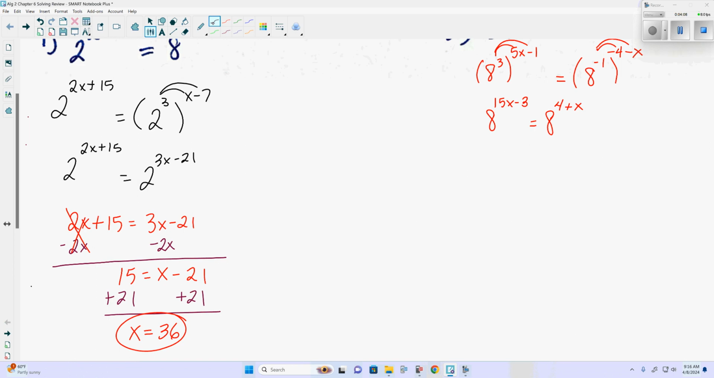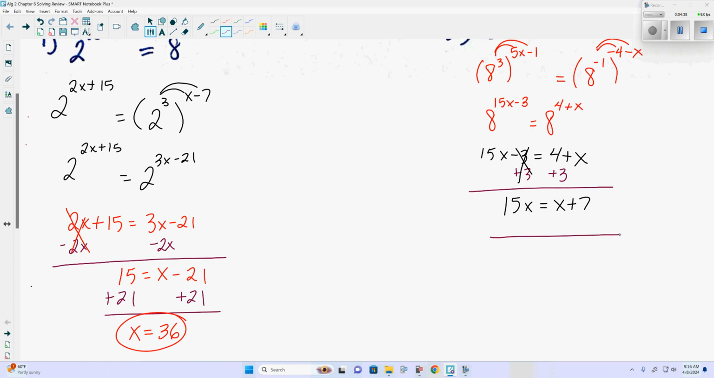Bases are the same, yes? Set the exponents equal to each other. 15x minus 3 is equal to 4 plus x. Next thing we can do is add 3, yes. Negative 3 plus 3 is 0, leaving us with 15x is equal to x plus 7.